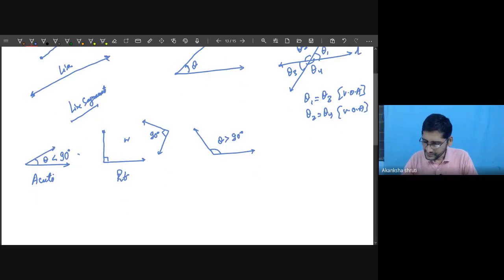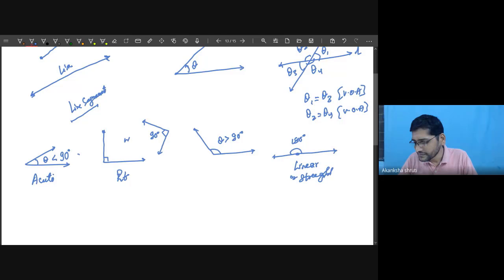Students, the other one, it is possible to extend this at this point. It is 180. What is this called? Linear or straight angle. Very good.